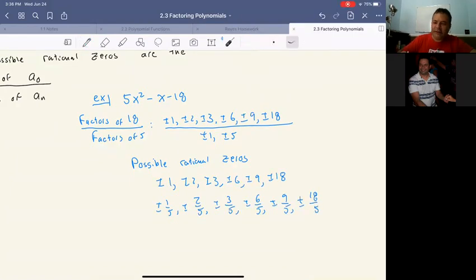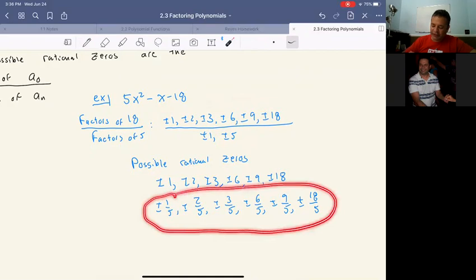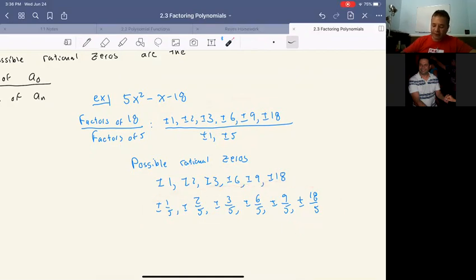So you see what I did there, right? I just took all the numbers in this list and divided them by the numbers in this list. So this was the ones divided by 1, which has to always be there, and then divided by 5, which is there in this case. Now, this one's nice because we can actually factor this. Remember, you look for two numbers that multiply to 5 times 18, which is 90, and subtract to negative 1.